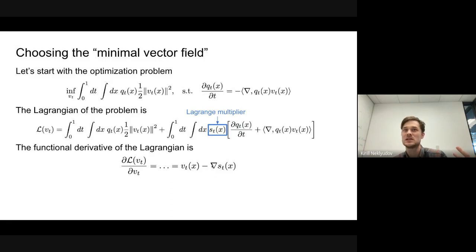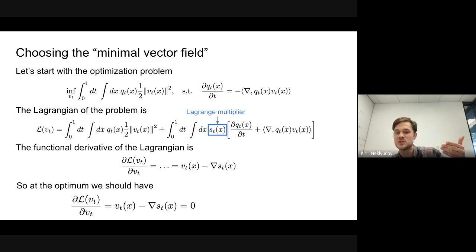So this is the gradient of the Lagrange multiplier, and the Lagrange multiplier here is a function, right? It takes x and yields a scalar. So we take a gradient, and since we want our vector field to yield the optimum of this optimization problem, it has to be a gradient flow, right?